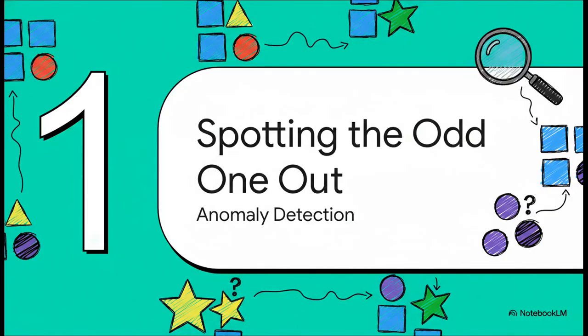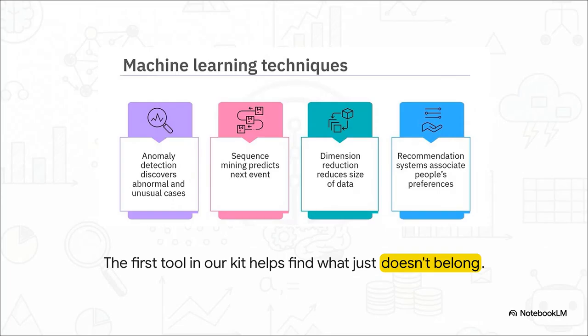All right, first up, our first tool tackles a really fundamental problem. How do you find something that just doesn't belong? That one piece of data that's acting weird. This is all about spotting the odd one out. So this first tool is called anomaly detection. You can think of it like a digital detective, constantly scanning the scene, looking for anything that just doesn't quite fit in with everything else.